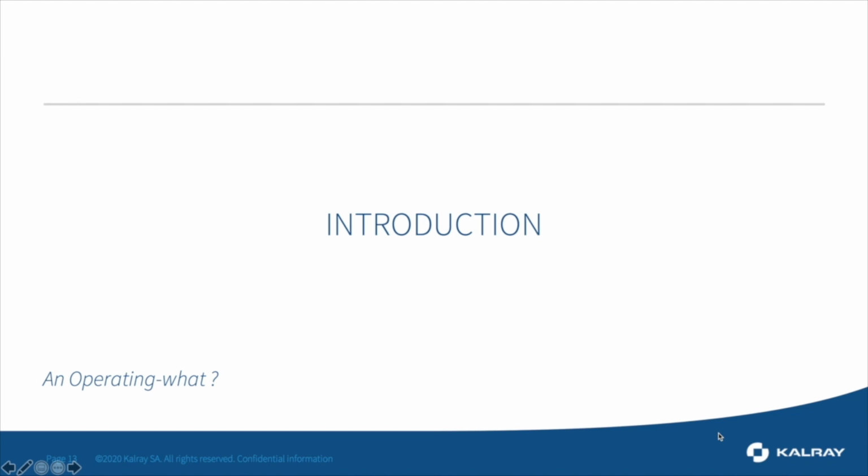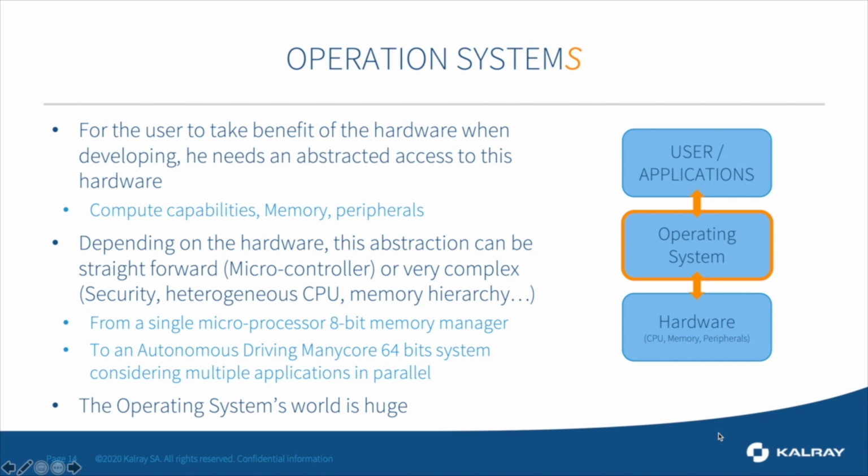So an operating what? An operating system, or systems in fact, is for the user to take the benefits of the hardware and to be able to abstract the features of this hardware: the compute capabilities, CPU, access to memories, access to peripherals. There are many types of hardware, as we have seen, even in one type of use case, such as the AD in the autonomous vehicle.